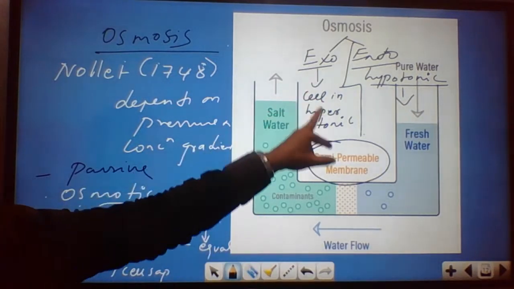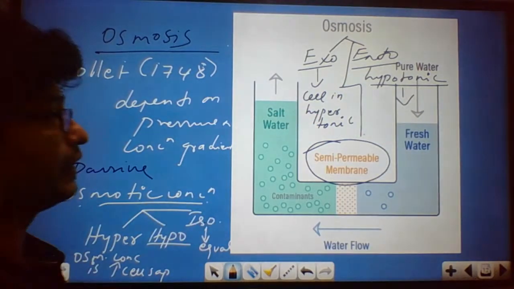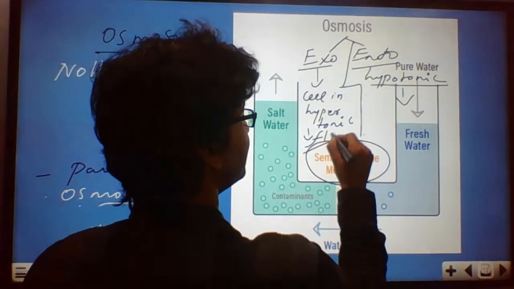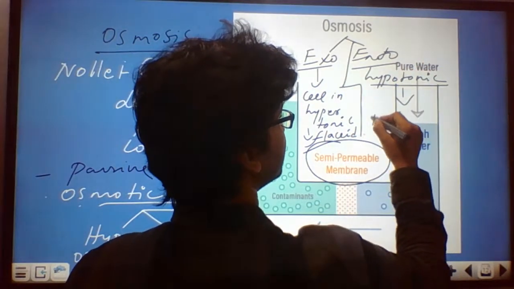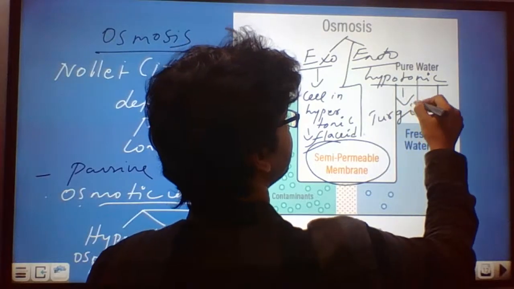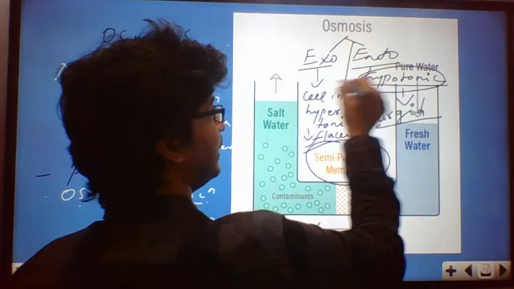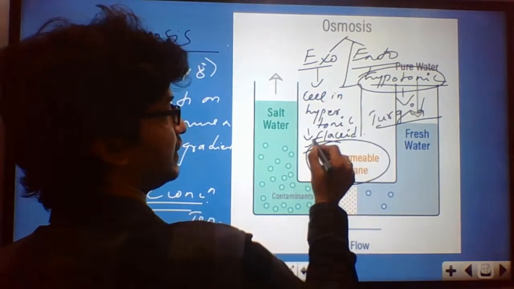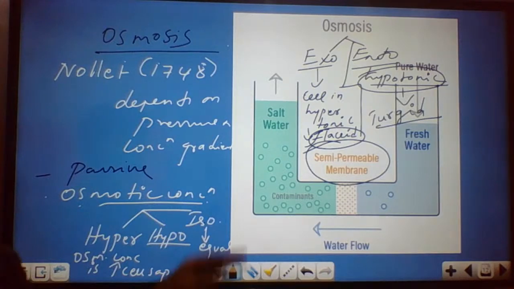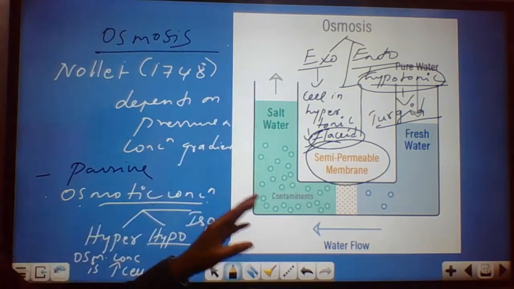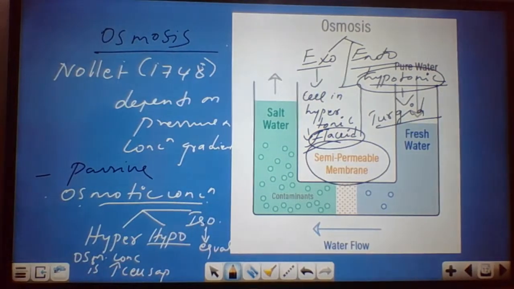In exoosmosis, if the cell is placed in a hypertonic solution, definitely the cell will become flaccid. And if you keep the cell in a hypotonic solution, the cell will become turgid. So this is the fate when you keep the cell in a hypotonic solution. In case you keep the cell in a hypertonic solution, the cell will become flaccid. So this is about osmosis, where you can differentiate exoosmosis and endoosmosis.